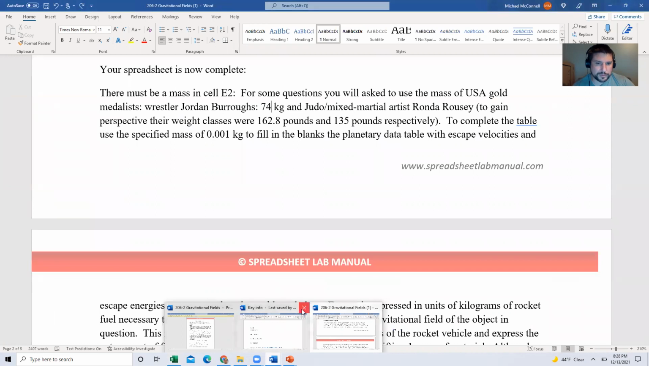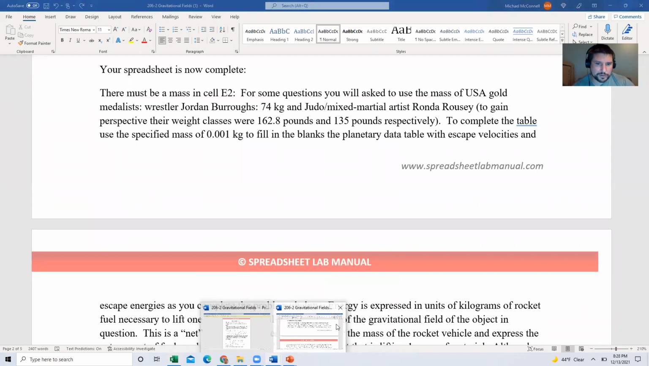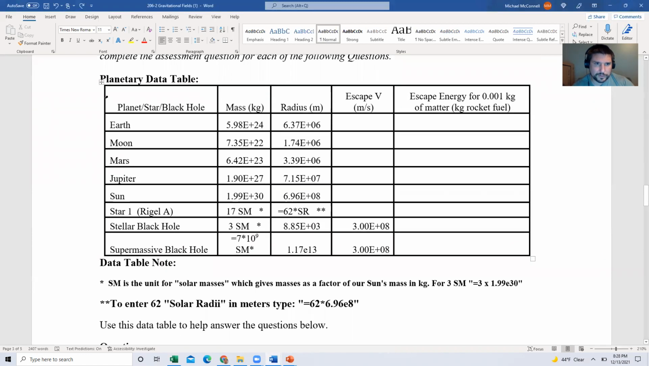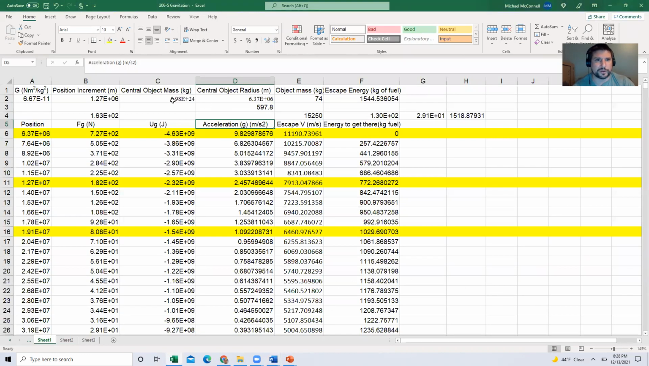Where are we here? Let me X that out. All right, so here's the Earth mass and radius, the escape velocity and escape energy. I'll show you how to read that for the Earth, and I'll show you how to change up those numbers. The escape velocity is right here, and the escape energy is right up here in F2.